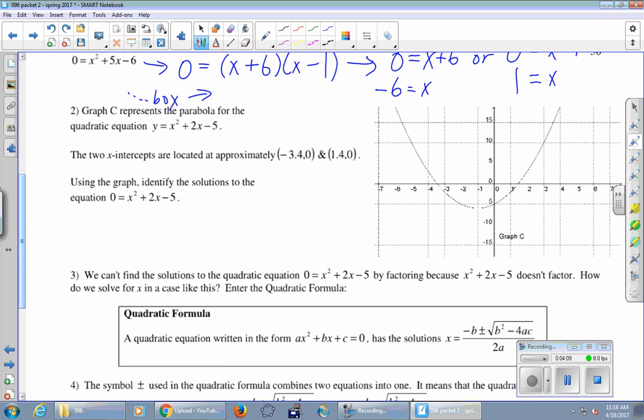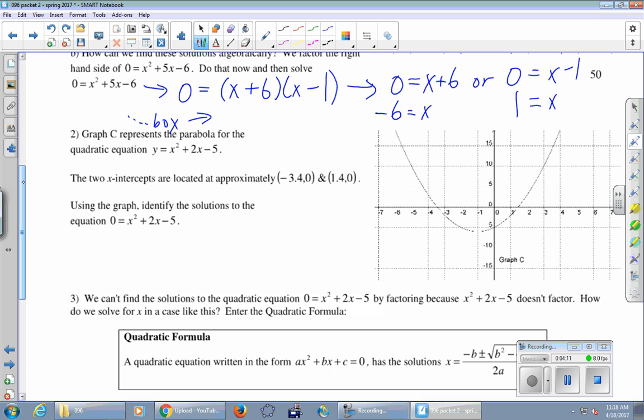It says graph C represents the parabola for the quadratic equation x squared plus 2x minus 5. So take a look at this picture right here, a different looking parabola, and estimate the x-intercept. How about right here? 1 1/3, 1.3-ish, yes? Ish. And then over here, how much? -3. I heard a 3.4, I heard a 3.5, I'll just write that. Ish. But do we see it's a lot harder to tell what those are, right? We're just guessing.